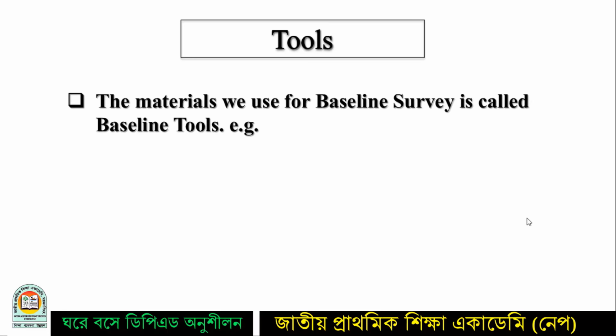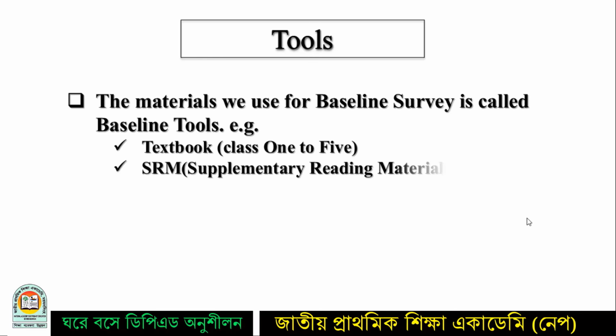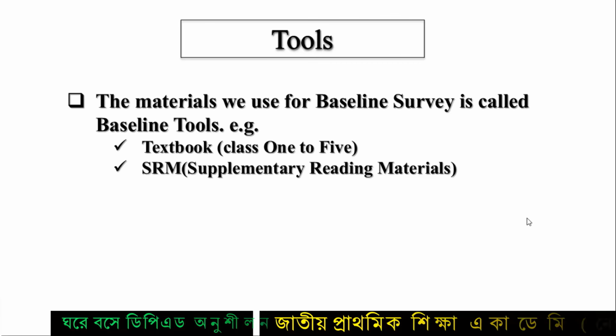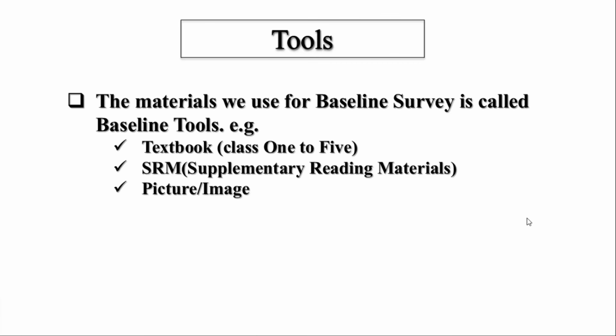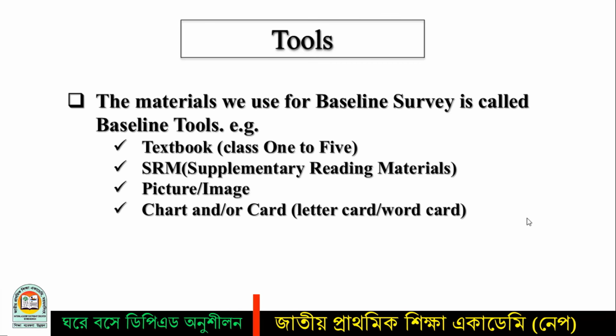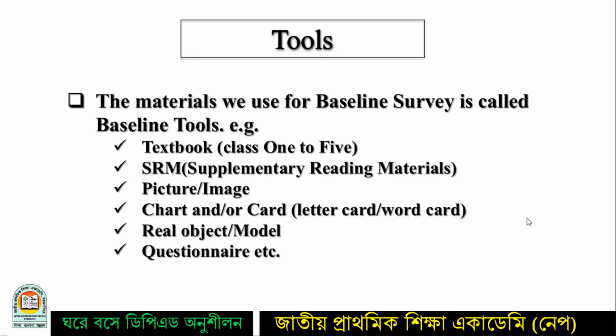The materials we use for the baseline survey are called baseline tools. For example, textbook, SRM, supplementary reading materials, picture or image, chart or card, for example letter card, word card, etc., real object or model, questionnaire, etc. So these are the tools we use for our baseline survey.